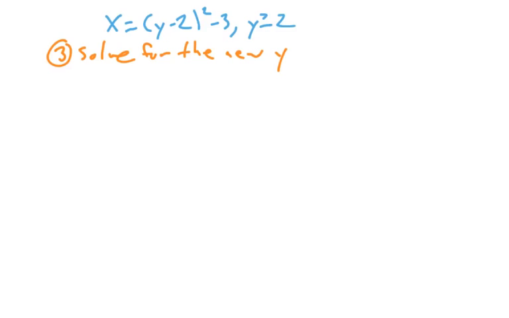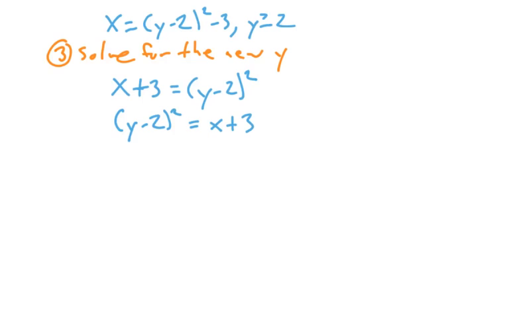All right, let's see how we can do that. So getting the y by itself, probably the first thing that's pretty obvious to do is add 3 to both sides, so that's not too hard. x plus 3 equals y minus 2 squared. If you don't mind, I'm going to go ahead and switch the left and right sides right now. Doesn't change anything, but I might make it a little bit easier.